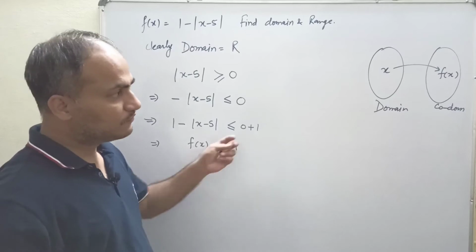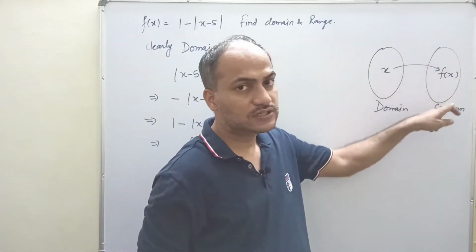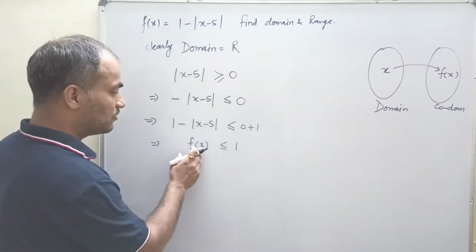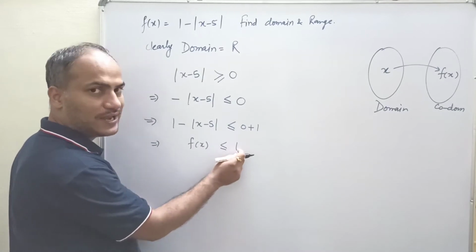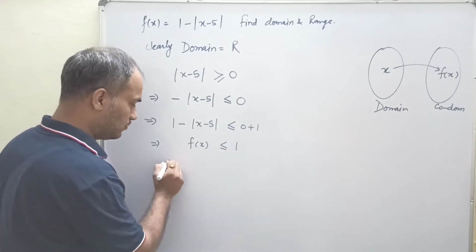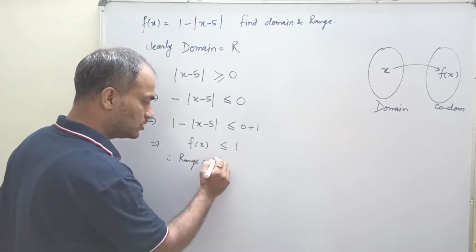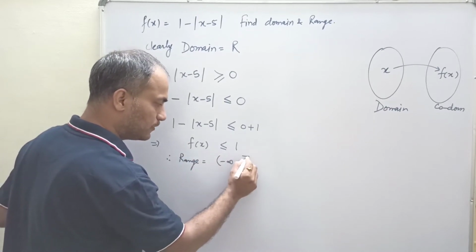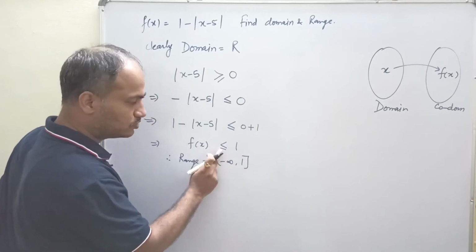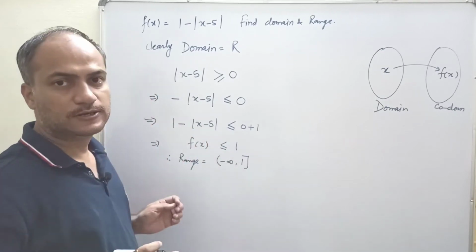So what is f(x) here? This is just the range. And range means what is the range coming? Less than or equal to 1. So clearly the range will be how much? Minus infinity to 1. Here it is less than or equal to, both, so I have used a closed interval.